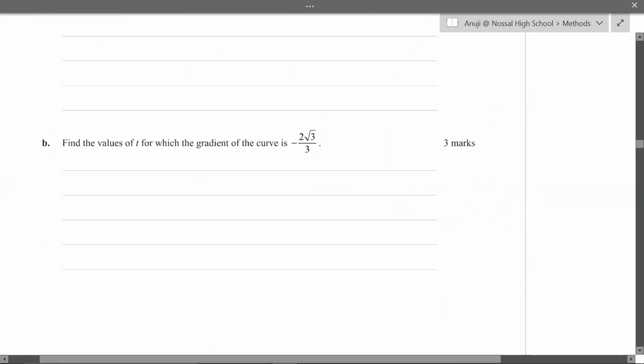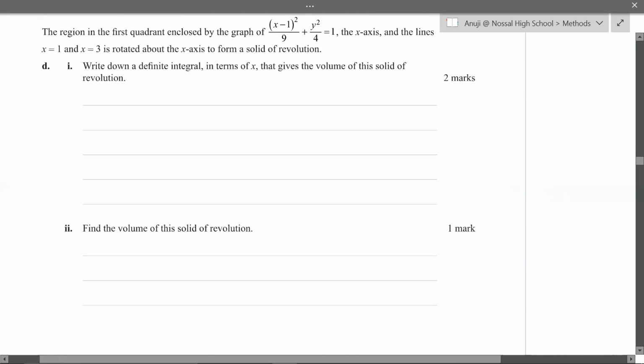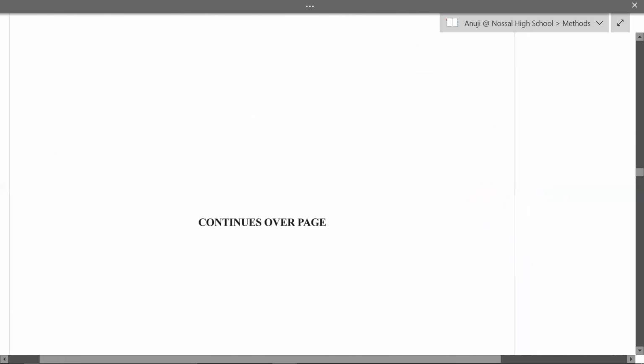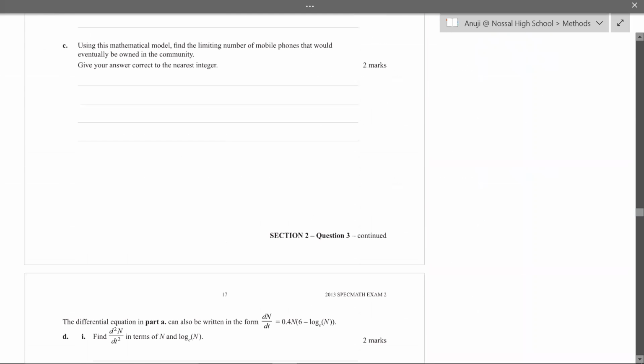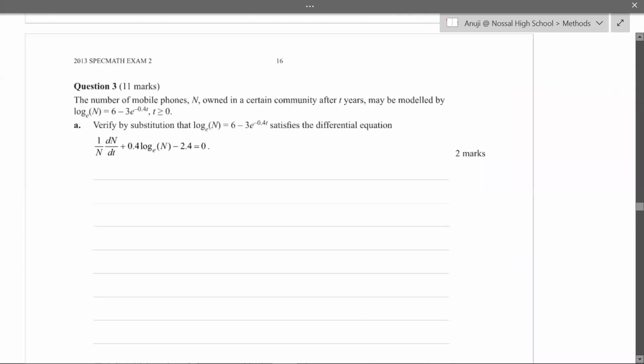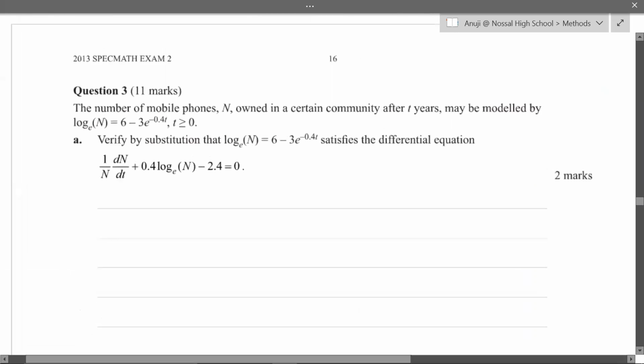Short answer, question 3. Question 2. Oh, this is question 3. Yep. So verify by substitution that ln n equals this. So we have dn/dt.